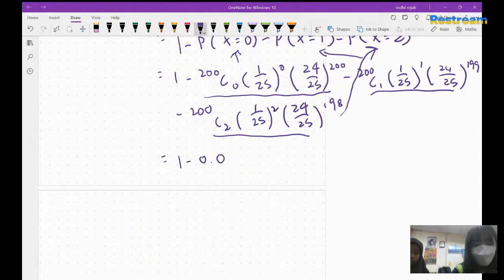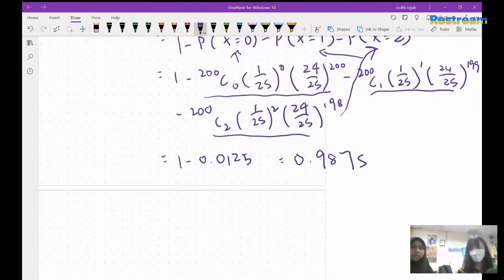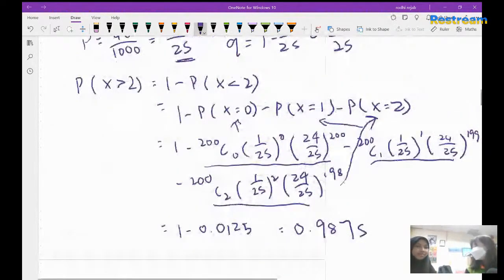1 minus 0.0125. So you will get the answer, 0.98. Wait, sorry. Okay, so that's it.